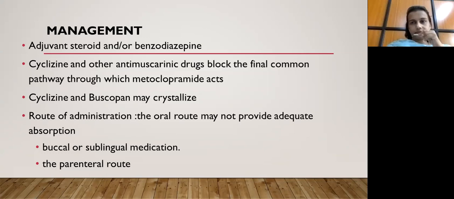In fact, I've seen patients who would start on amitriptyline when they're already on metoclopramide, and their nausea and vomiting got worsened because technically that also can interact, because of the anti-muscarinic effect. If you're giving as a syringe driver, if you're mixing together, cyclizine and buscopan can crystallize. That's why don't give it together. The route of administration, if you're giving it orally, it might not provide adequate absorption. It's always better to give it by buccal or sublingual medication or a parenteral route.